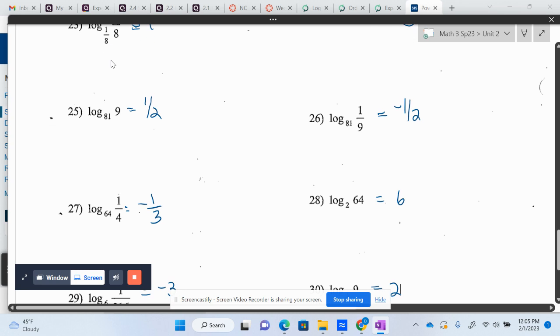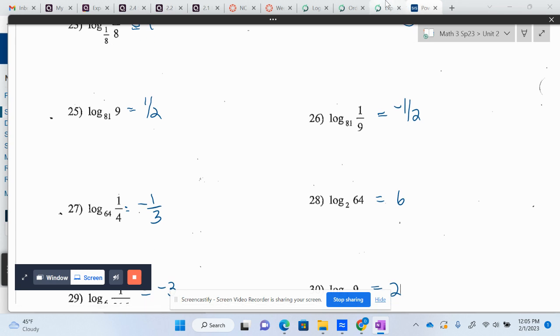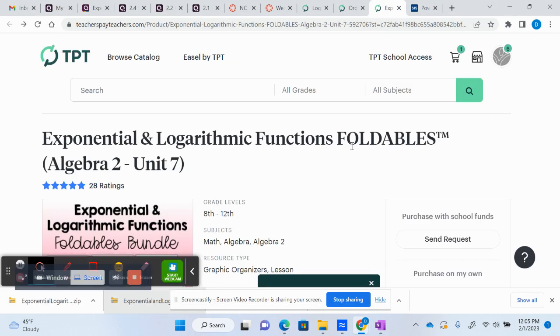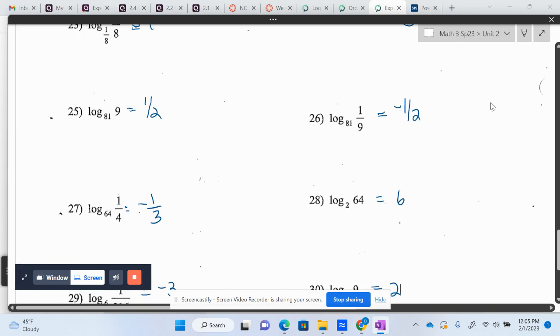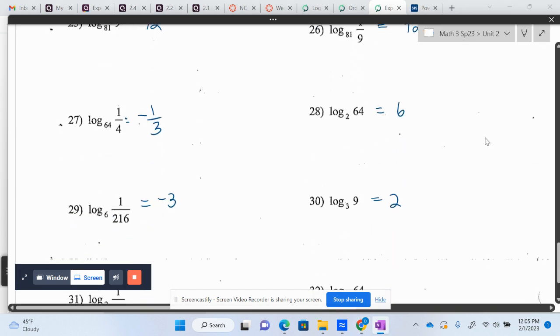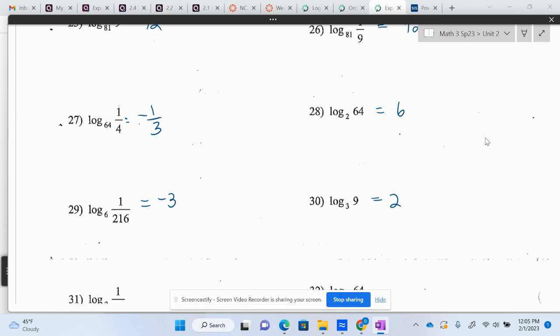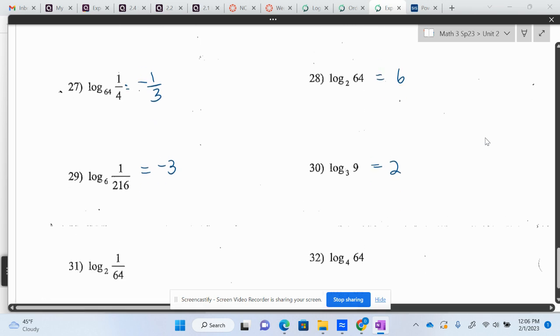27, I got negative 1/3. 64 to the negative 1/3 equals 1/4. Number 28, I got 6. Number 29, I got -3. Number 30, I got 2.